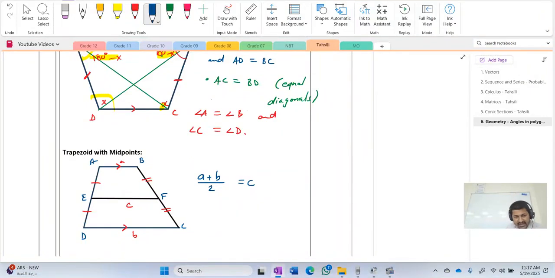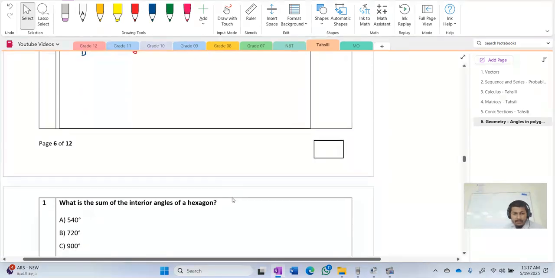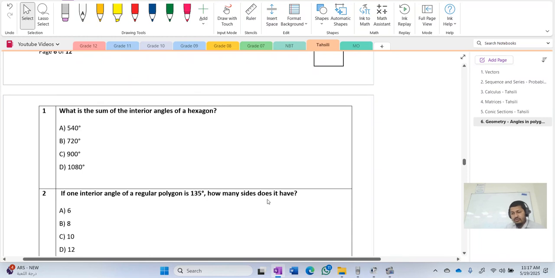Now we go to the actual problem solving questions, and we are ready to start, where we have covered all the notes. What is the sum of the interior angles of a hexagon? So we want interior angles, and we are asking for the sum.